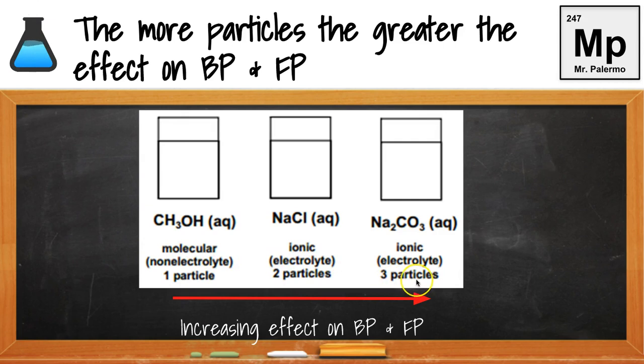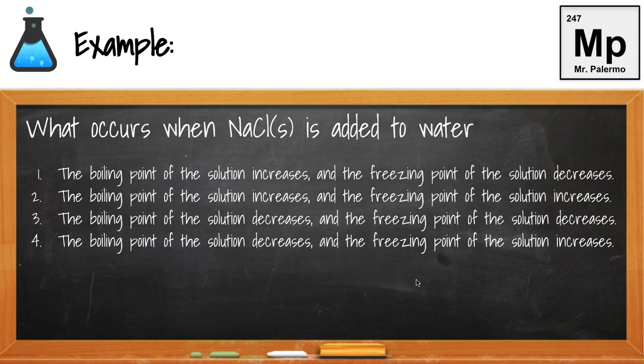And again, the more particles we have, the more interference that we get with water escaping to the gas phase in boiling point or solidifying in our freezing point. So let's see two examples. So what occurs when sodium chloride is added to water?